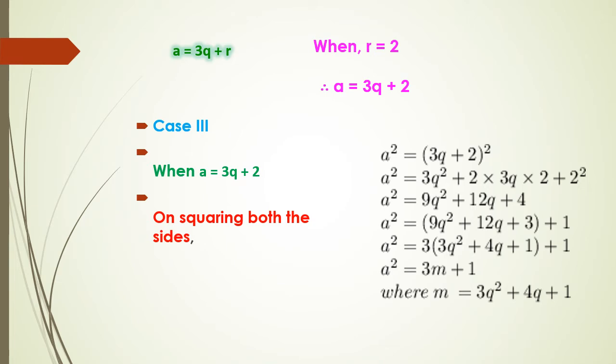So the case begins. When a is equal to 3q plus 2, on squaring both sides, remember it, you have to put the step. A squared is equal to 3q plus 2 whole squared. Again, we are using the identity a plus b whole squared. A squared will be 3q whole squared plus 2ab, 2 into 3q into 2, plus 2 squared. 3q whole squared would be 9q squared. Then after plus, you just multiply the numbers 2, 3 and 2. 2 3s are 6, 6 2s are 12, so 12q. And the last, 2 squared, will get converted into 4.